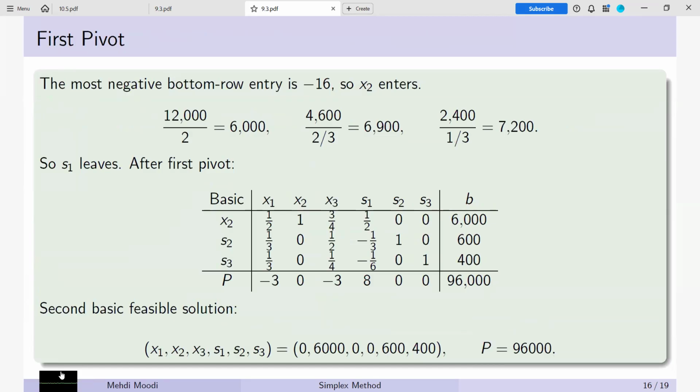Now we perform the first pivot for the three-variable example. The most negative bottom row entry tells us that x2 should enter. The ratio test shows that s1 must leave. After pivoting, we get a new feasible solution with a much better profit.